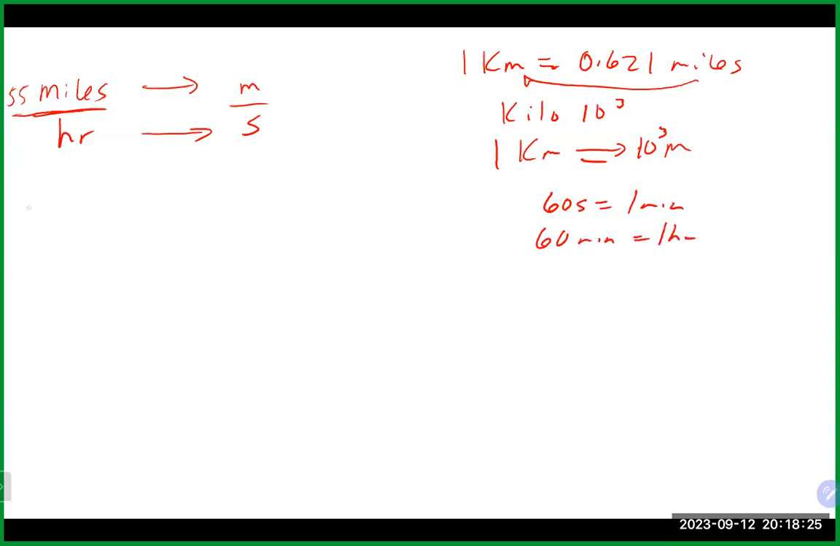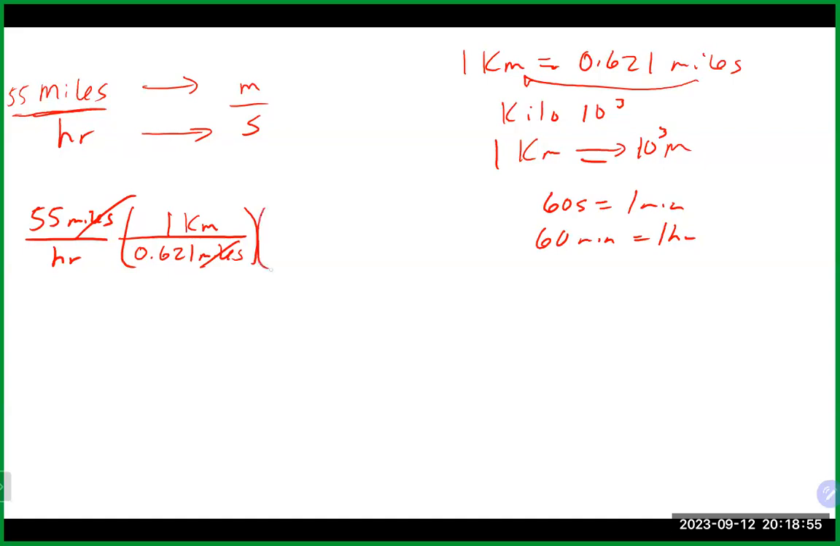By setting this up, 55 miles per hour, I'm going to start with the miles. On the bottom I want miles, so it cancels. So we'll go 0.621 miles is 1 kilometer. If I stop the calculation at this point, the miles would cancel, and the units I have are kilometers on top, hours on the bottom, which is close to what I want, but I need to get it down to meters.